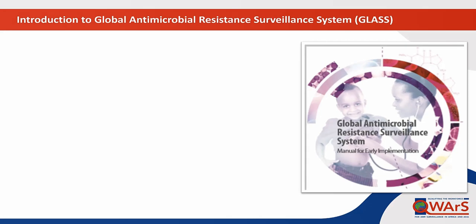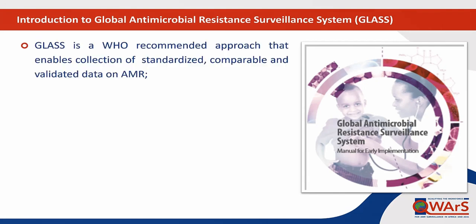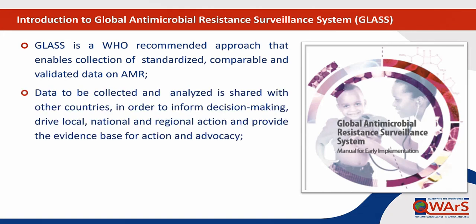The Global Antimicrobial Resistance Surveillance System, which will be known as GLASS from now on, is developed to support the Global Action Plan on Antimicrobial Resistance. The aim is to support global surveillance and research in order to strengthen the evidence base on antimicrobial resistance and help inform decision making and drive national, regional, and global actions.